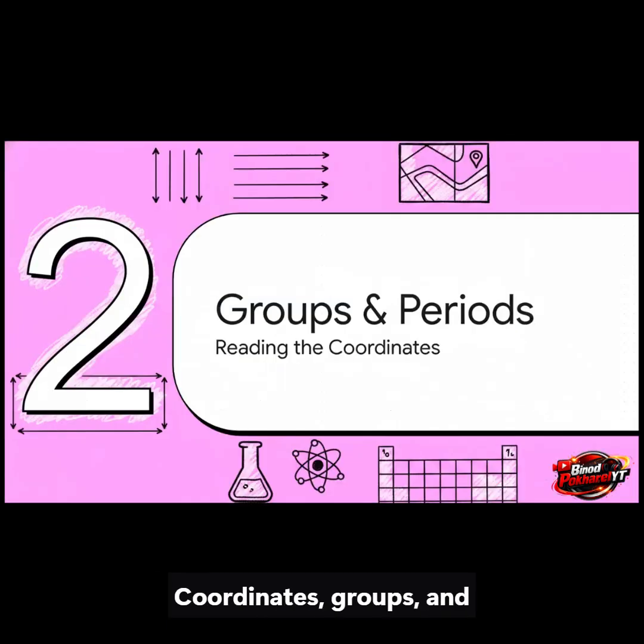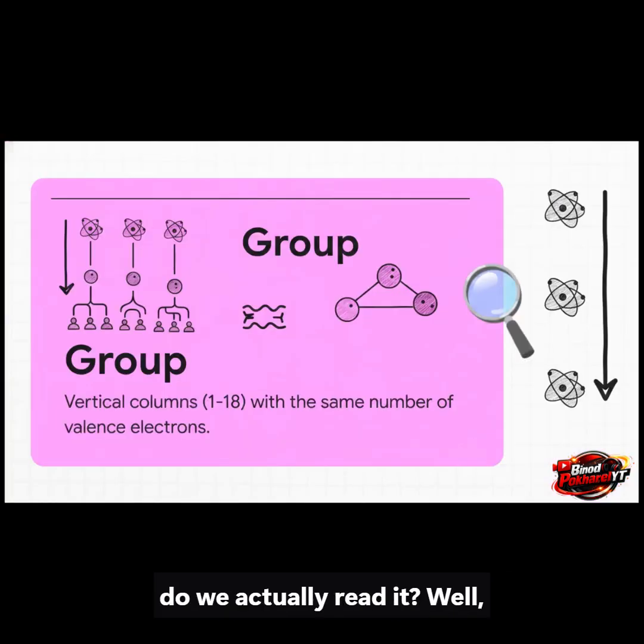Moving right along to Section 2, coordinates, groups and periods, and how to read them. All right, so we've got Moseley's modern map, but how do we actually read it? Well, like any good map, it has an X and a Y axis. First up, we have the vertical columns. These are called groups, and there are 18 of them.